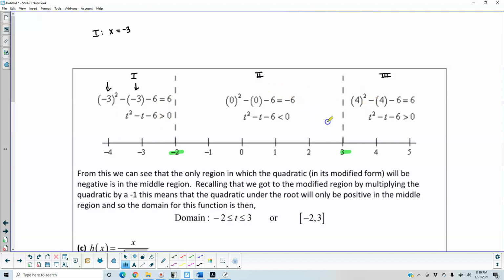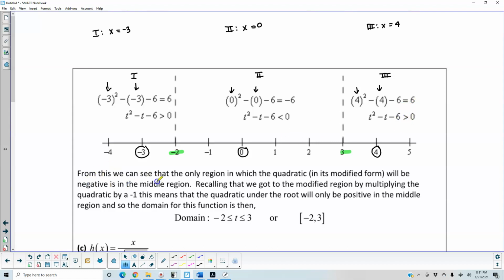In region number 2, we're picking the value to be x is equal to 0. So we're picking 0 in this region. So plugging in for x, we get 0 minus 6, and therefore this is negative 6. That means that this is less than 0 because it's negative 6. And in region 3, we're going to pick the value of 4. So plugging in 4, we get 4 squared, which is 16, minus 4, which is 12, minus 6 gives us positive 6. So therefore, this value 6 is greater than 0.